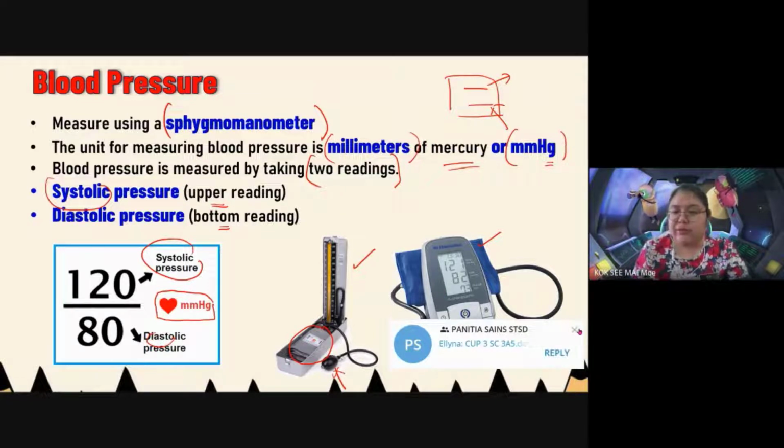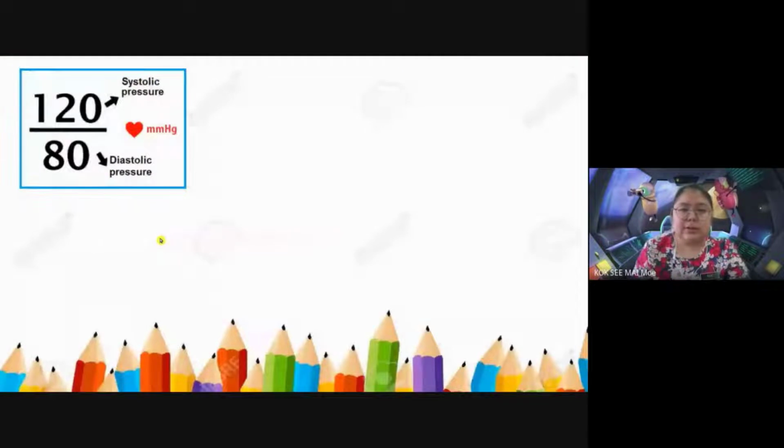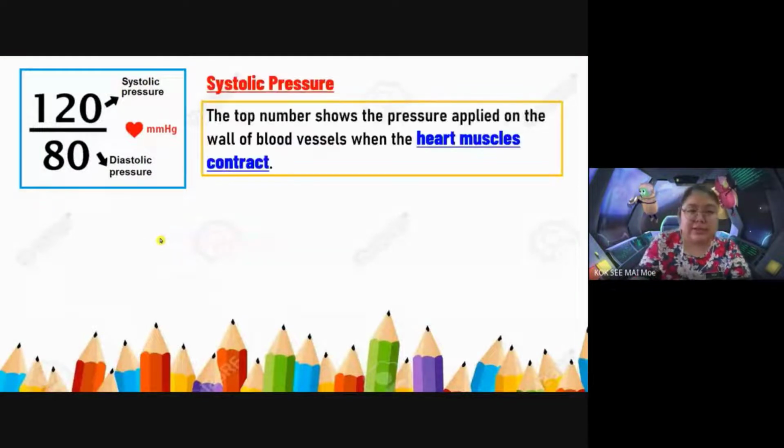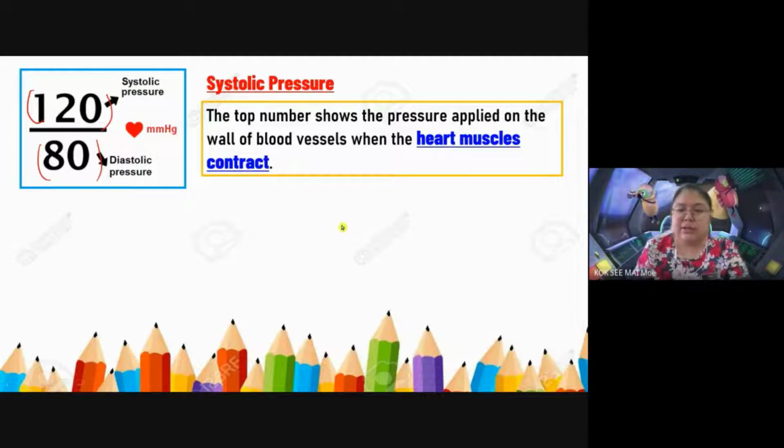So from here we are going to see the following. What is the meaning of systolic? What is the meaning of diastolic? Systolic is the upper part. This one is a standard. I show you 120 over 80. This is perfect. Perfect readings.